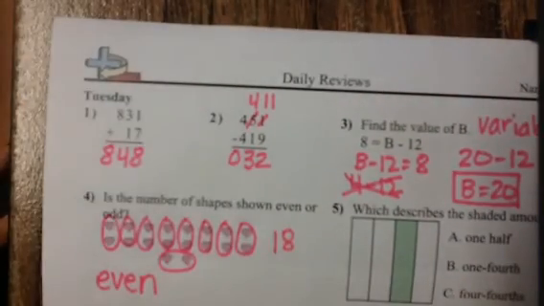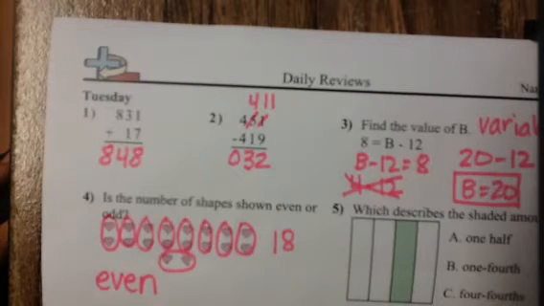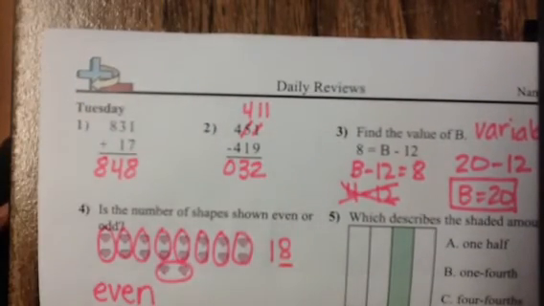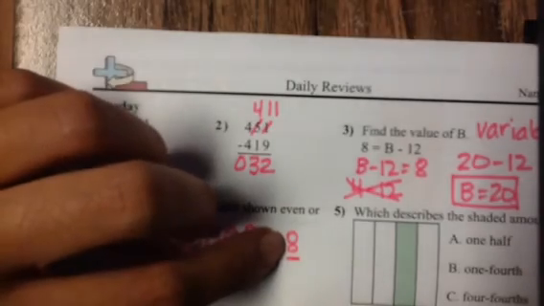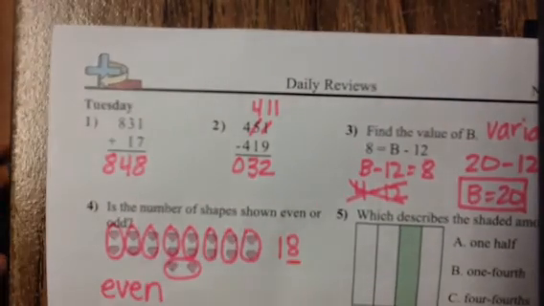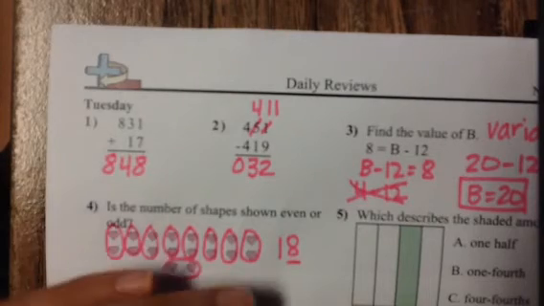So let's count by twos. 2, 4, 6, 8, 10, 12, 14, 16, 18. And look, right there is an 8. So we know if the ones place is even, 2, 4, 6, 8, 0, then that number is even. All right, awesome. Let's do number 5.